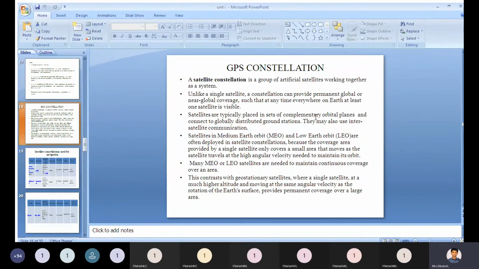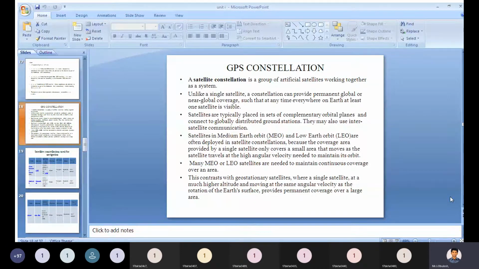And next is GPS constellation. A satellite constellation is a group of artificial satellites working together as a system.